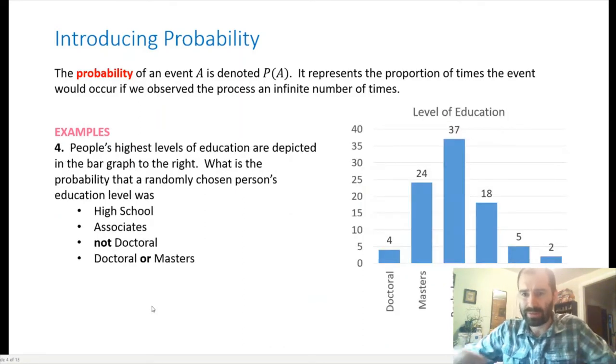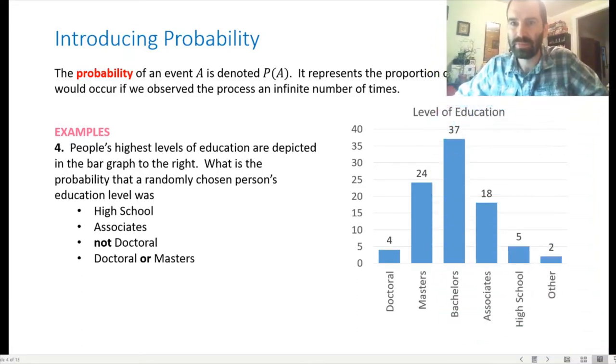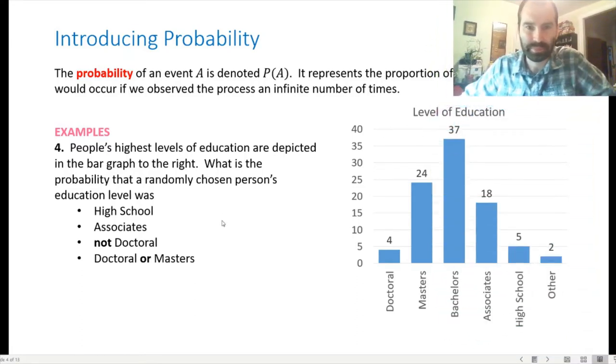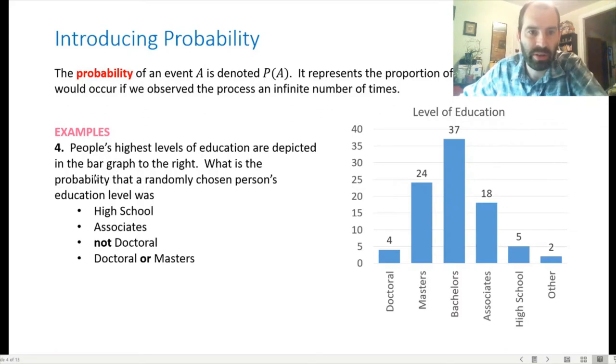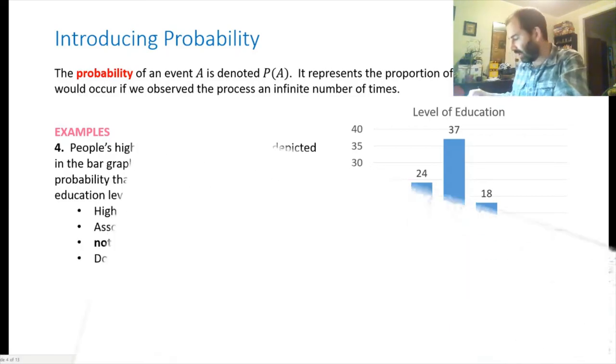A bar graph. And I'm going to have to get out of the way for this one. All right. People's highest levels of education are depicted in the bar graph to the right. What is the probability that a randomly chosen person's education level was? Let's start with high school. What's the probability that their highest education level was high school?